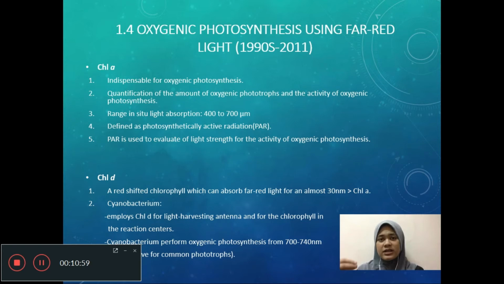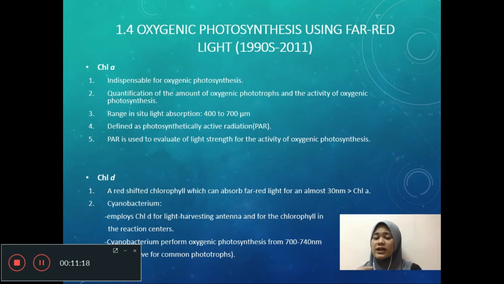The range of in situ light absorption by chlorophyll A is from 400 to 700 nanometers, and it can be called PAR. The function of PAR is to evaluate light strength for the activity of oxygenic photosynthesis.